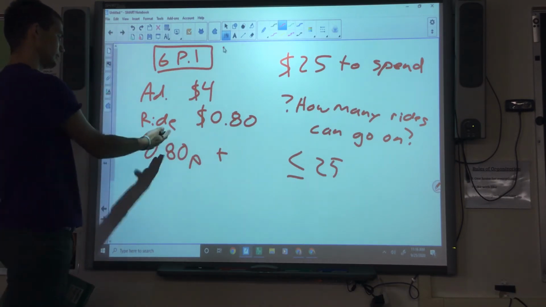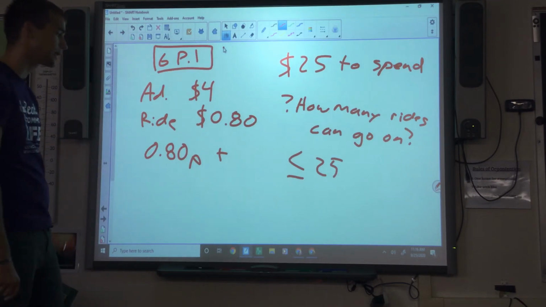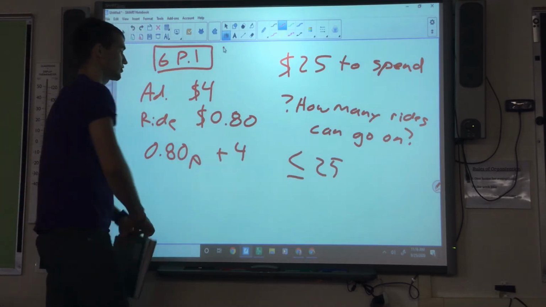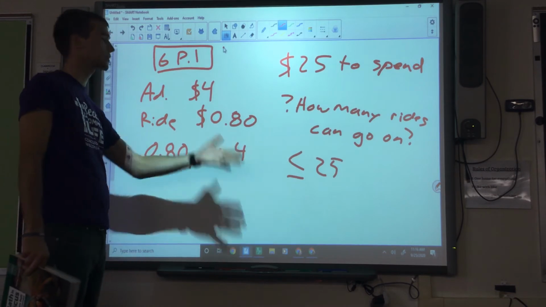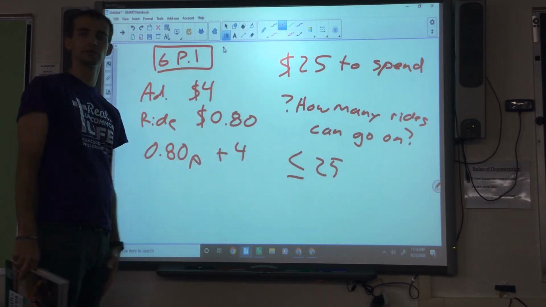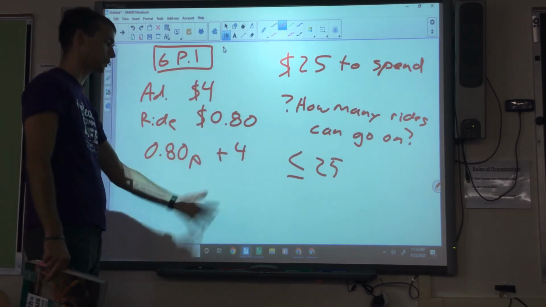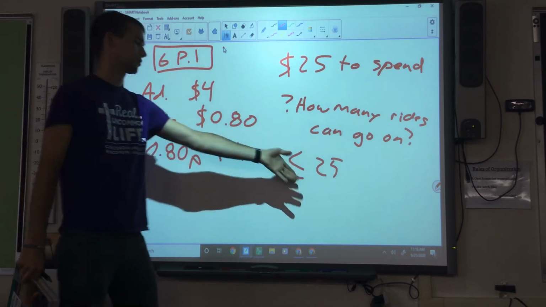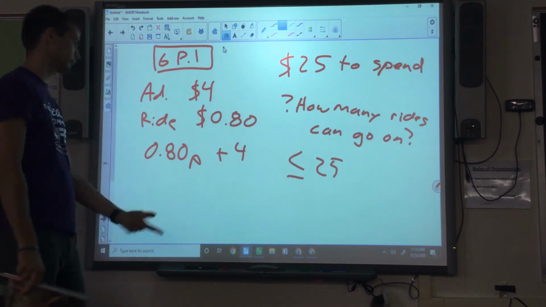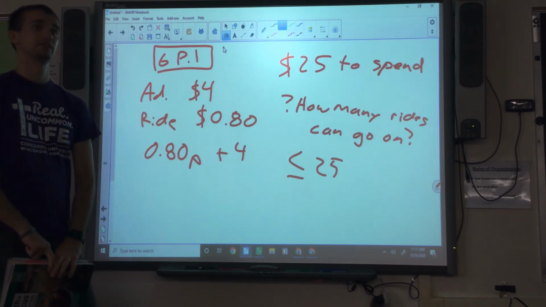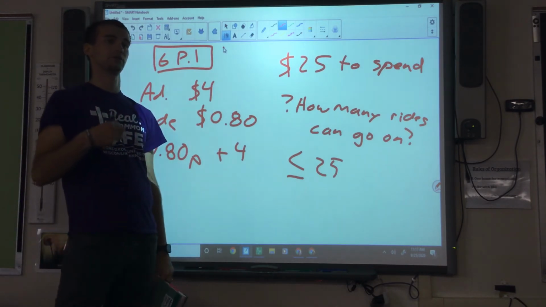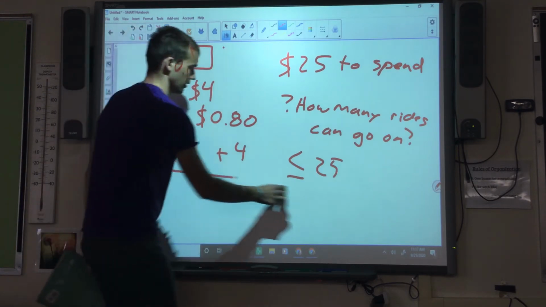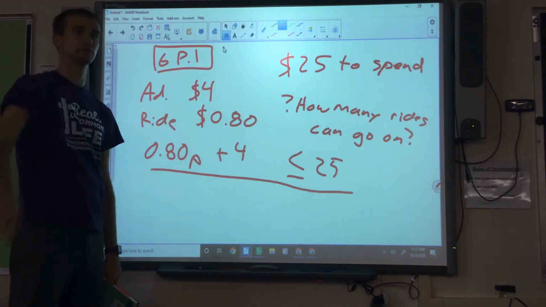8/10 or 0.80 P plus $4. This $4 is not attached to anything because you're not going into it more than one time. You're only doing it once, so you don't need to do anything multiplying. So you have 8/10 P plus 4 is less than or equal to 25. This is what you have to get to. This is the most challenging thing about this section: can you get to this place? If you can get here, you can get the rest of the way home.